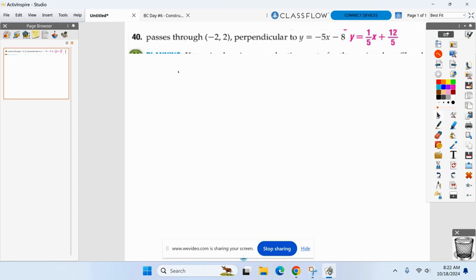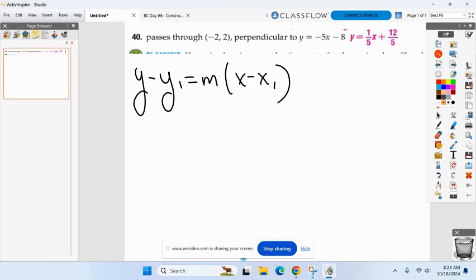All right, it tells me what point it's going to go through, and it's got to be perpendicular. So I'm going to use point slope form, because they give me the point. If you need it in slope intercept, we'll talk about that at the end. So y minus y1 equals m times x minus x1. There's our point slope form.